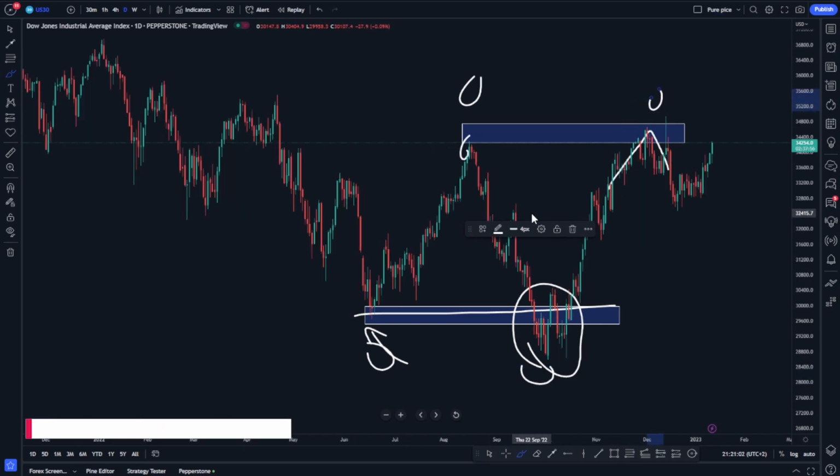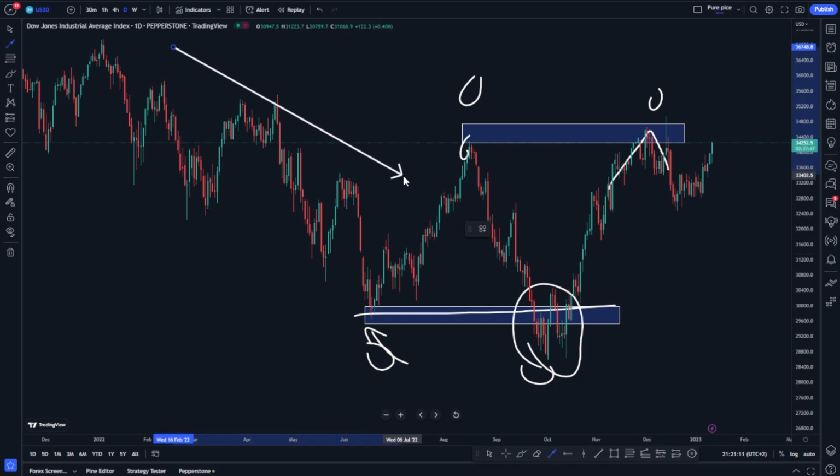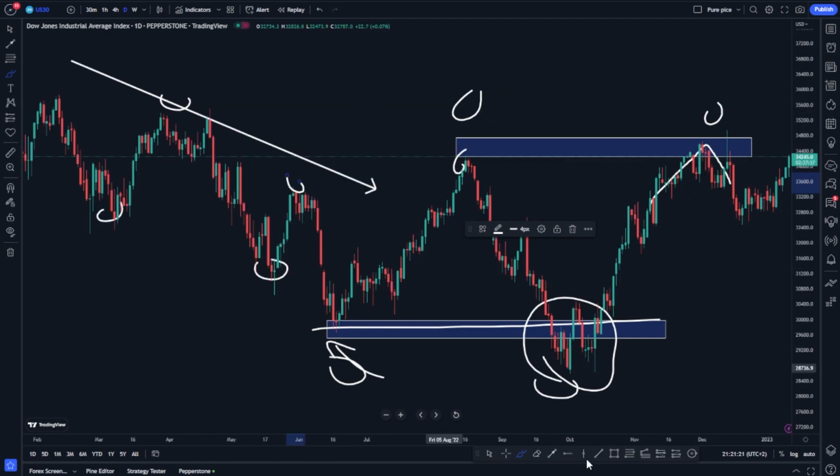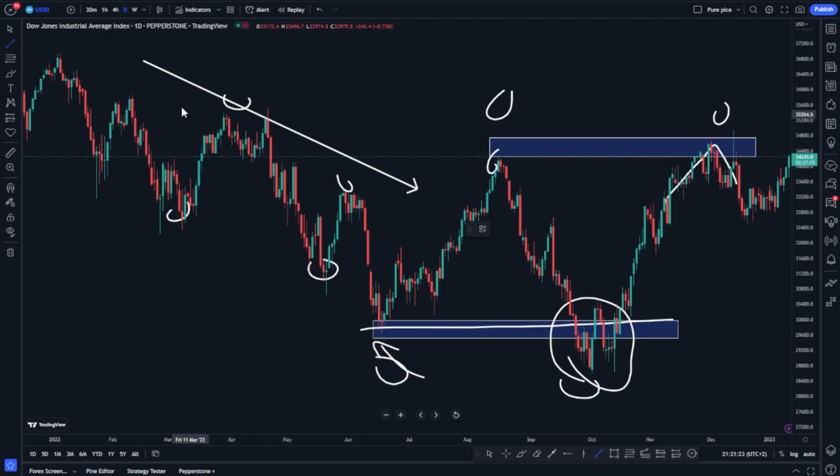So it is important for you to note where the price came from and how it reached that level. If you can see here, price was moving down, controlled by the sellers. You can tell by the lower lows and also the lower highs. So we can see that the strength was on the seller side, and then all of a sudden we received a breakout of this downward trend.